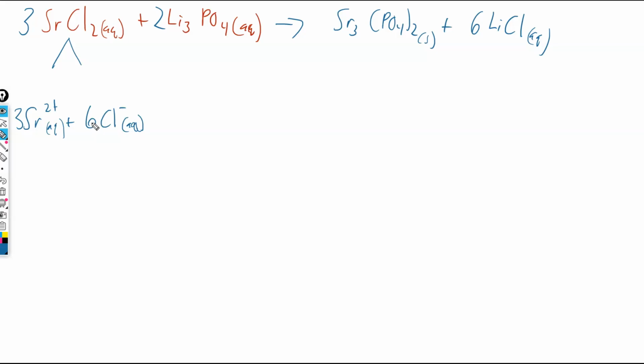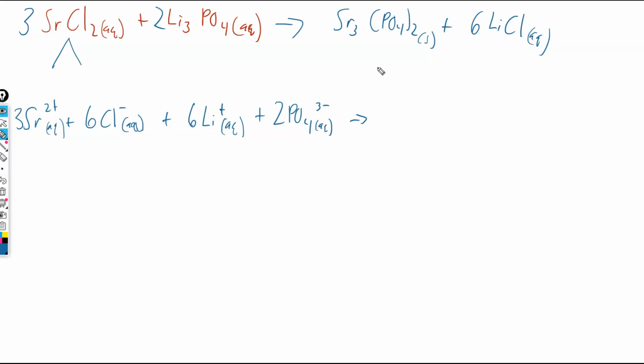Next, we do the same thing for lithium phosphate. Now you have 6 lithium pluses in aqueous solution floating around, plus 2 phosphates, PO4 3-, floating around.